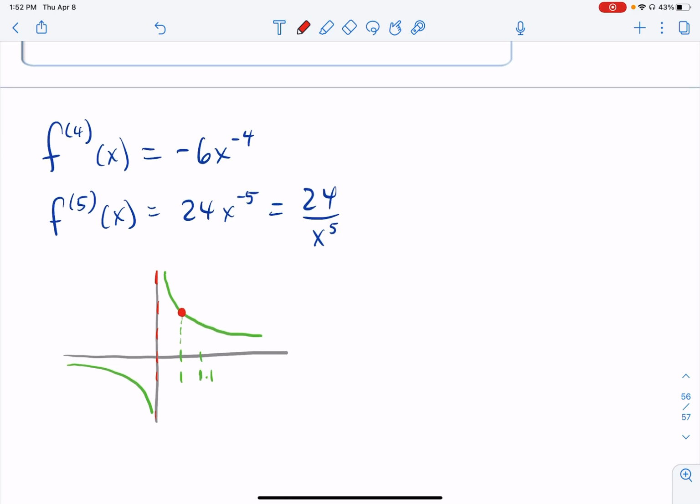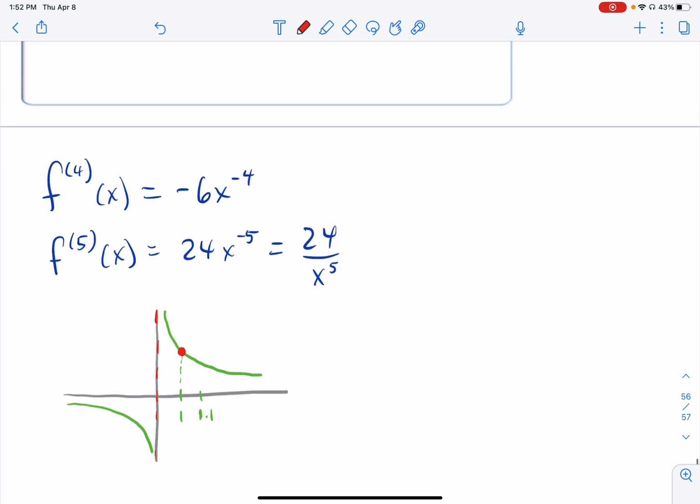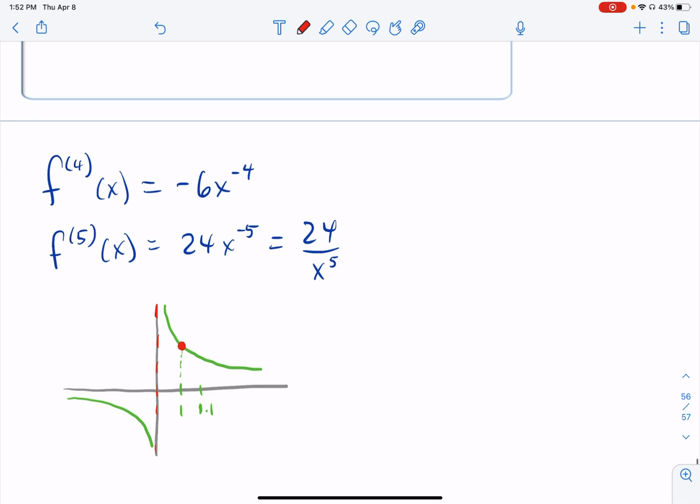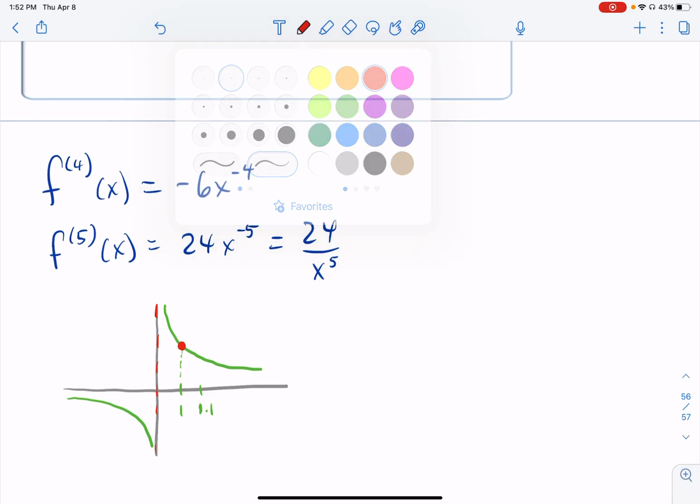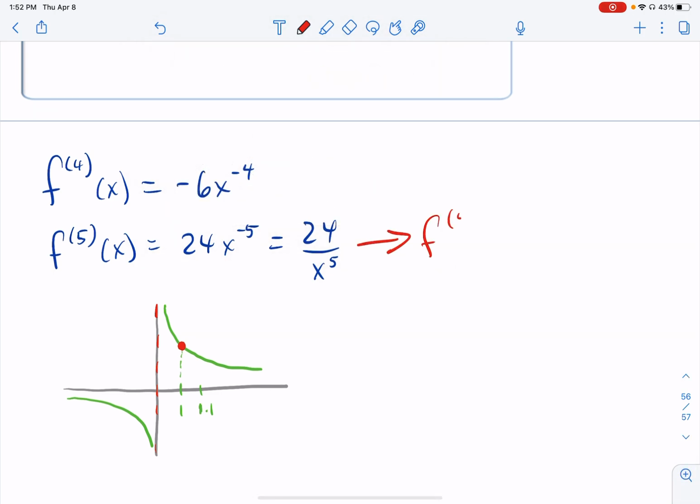We're going to evaluate it at 1. The fifth derivative looks like this. The fifth derivative evaluated at 1 is going to be a big fat 24 divided by 1 to the 5th power, which, let me do that calculation for you real quick. I'm going to punch some stuff on the calculator. Okay, it's 24.